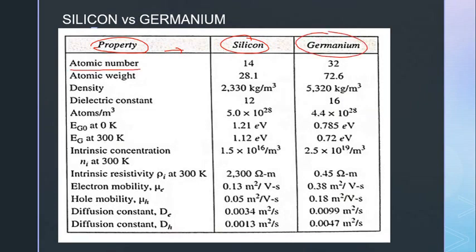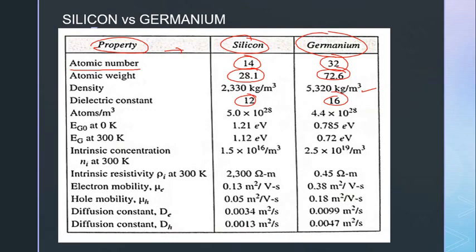Atomic number for silicon is 14, and for germanium it is 32. If the atomic weight is compared, for silicon it is 28.1, and for germanium it is 72.6. Density of silicon is 2330 kg per meter cube, and for germanium the density is 5320 kg per meter cube. And dielectric constant, for silicon it is 12, and for germanium it is 16.